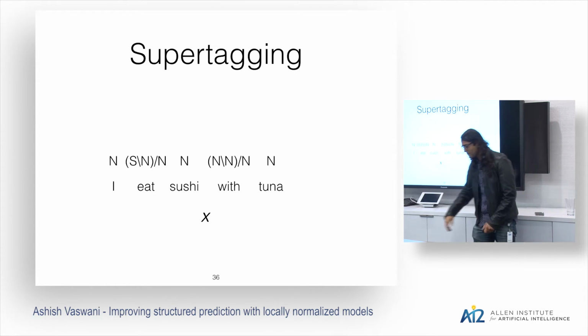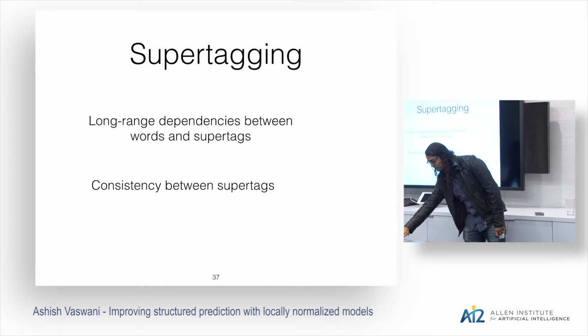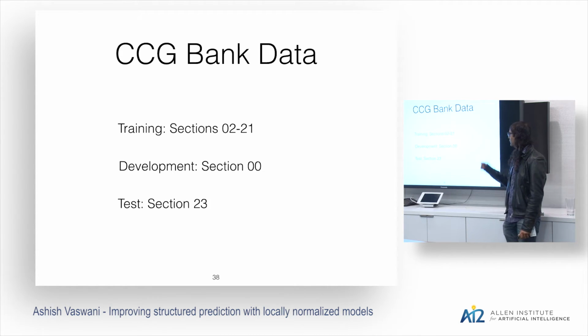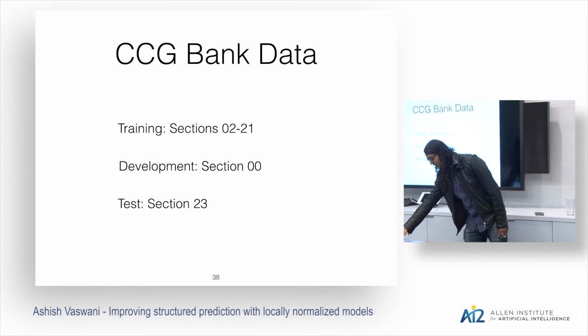should be an n. The training data is again sections 02 to 21, which is 1 million tokens. For supertagging, the development section is section 0. I believe it's about 40,000 tokens. And the test section is the same as for dependency parsing, section 23.